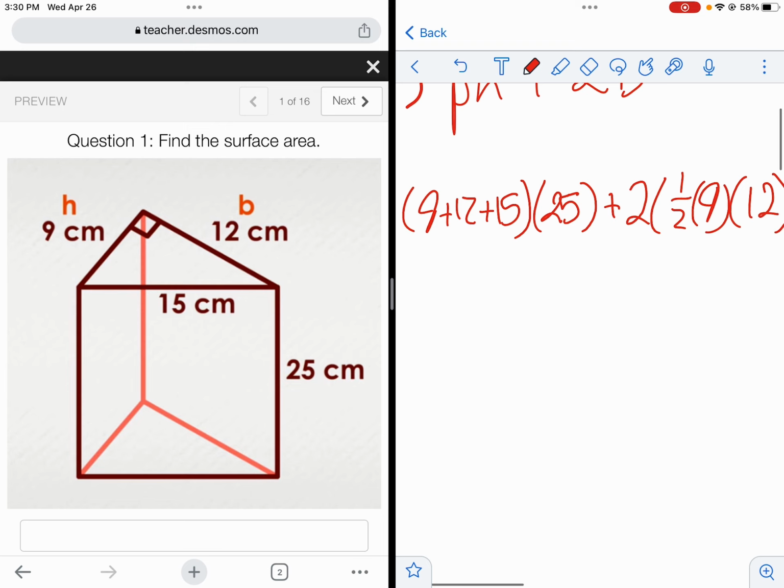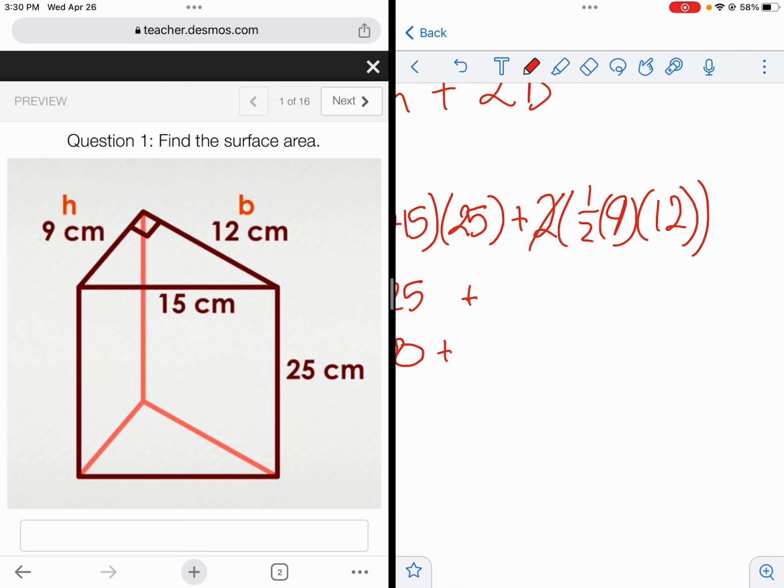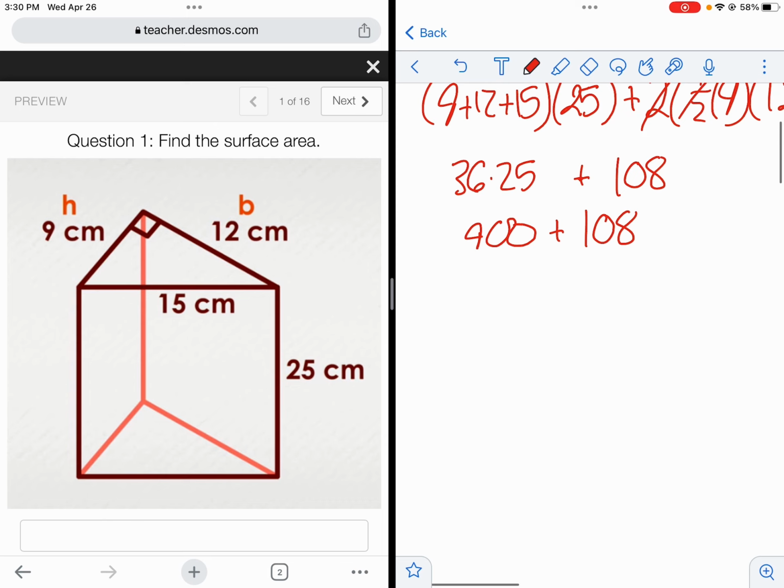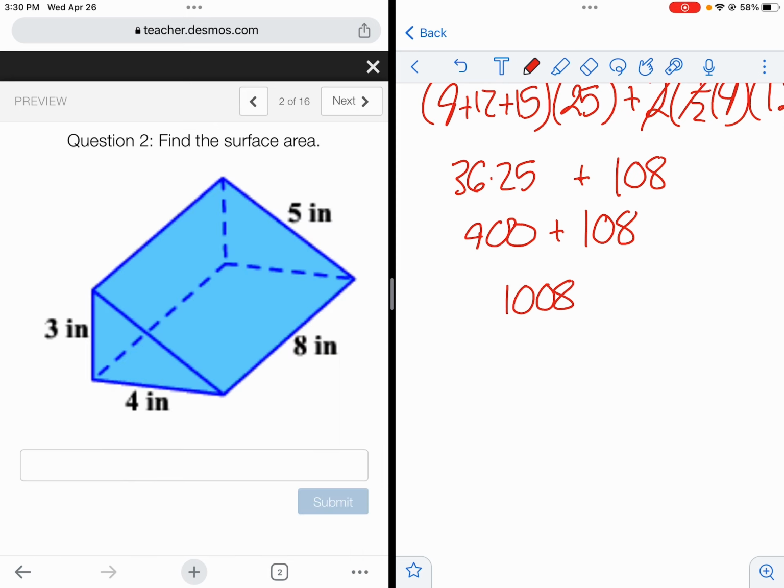So 9 plus 12 plus 15 is 36. I'm going to multiply that by the 25, and I get 900 plus, the 2 and the 1/2 cancel because 2 times 1/2 is just 1. 9 times 12 is 108. So 900 plus 108 is 1008. That's your answer for number 1.